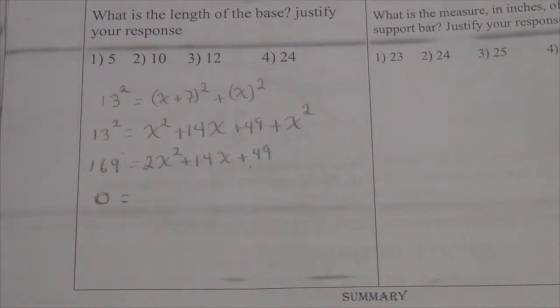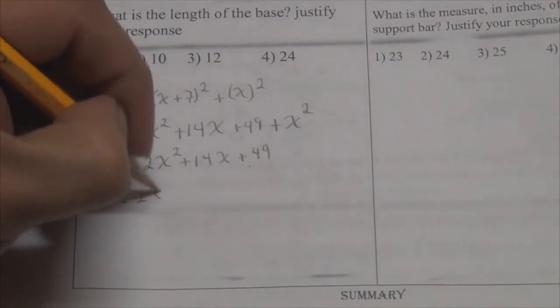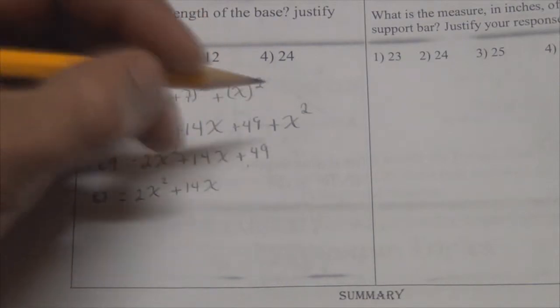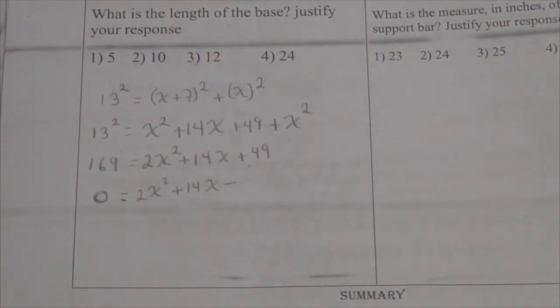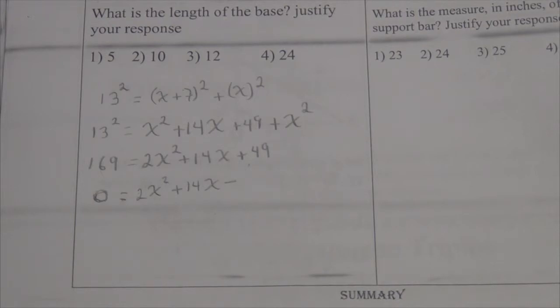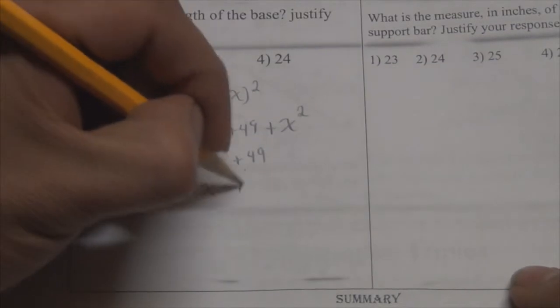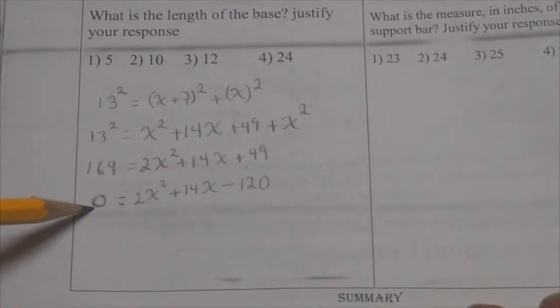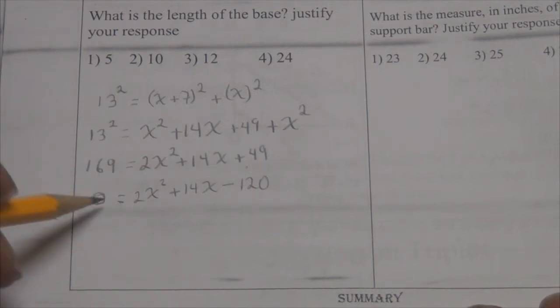Alright then. So now, what do I have? 2x squared plus 14x. And now tell me, what is 49 minus 169? Correct. It's negative 120. So, minus 120. Alright, cool then. So now I need to solve this quadratic equation, and we already know how to solve it.